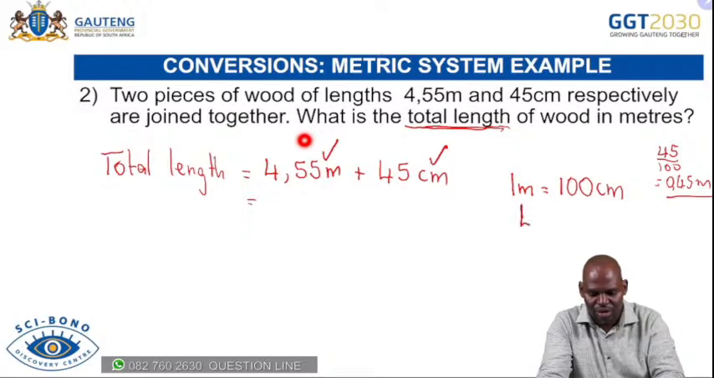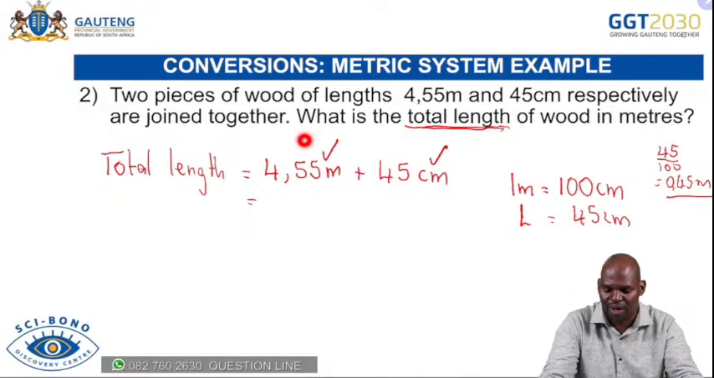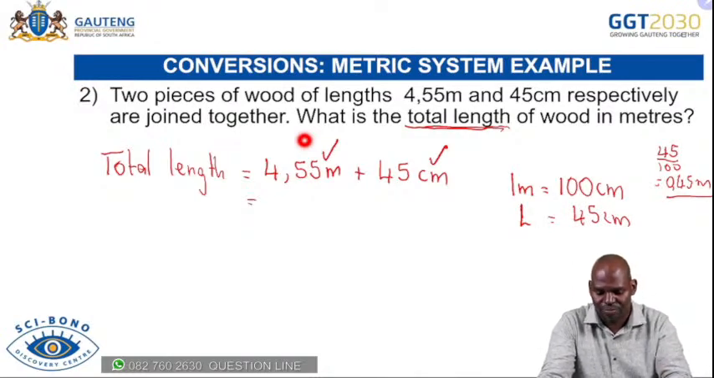So this one, and then this, I've got 45 centimeters. Now I can cross multiply again. When I cross multiply, it's L multiplied by 100, I get 100 L, and that equals 1 multiplied by 45, which is 45. But I'm not looking for 100 L, I'm looking for L. So I divide by 100.